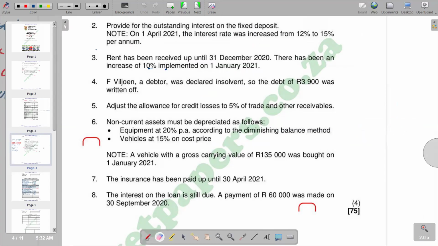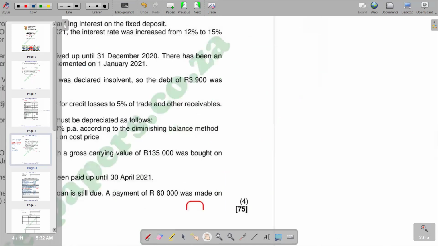So in terms of depreciation, the information that we are given reads: non-current assets must be depreciated as follows: equipment at 20% per annum according to the diminishing balance method, and then we've got vehicles at 50% of cost. Then a new vehicle with a gross carrying value of 135,000 was bought on 1 January 2021. So we need to calculate depreciation. We can start with depreciation of equipment.